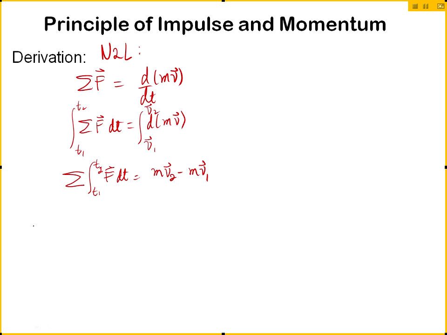And what is this quantity here? Integral of any force from T1 to T2 dt. That's what we call the impulse of a force F during the time from T1 to T2. So it's really just the effect of the force applied over time.